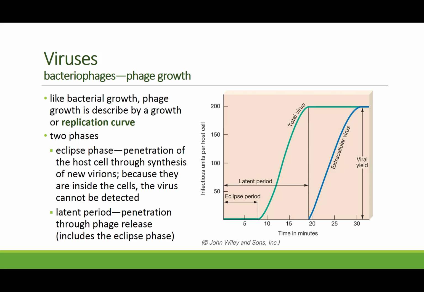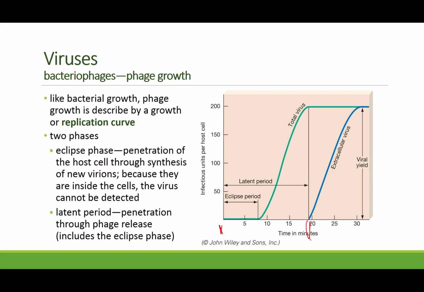There's the eclipse phase. This is the period after penetration, but before new virus particles are released. So it's a time during which viruses cannot be detected because they are found inside of the cell. So this is a 20 to 40 minute period. That's the eclipse period. The latent period, that's the time from penetration, so again, the beginning of the eclipse period, all the way through the time that the phages are released. So I described that badly. Let me go back again and make sure that I'm getting this right.